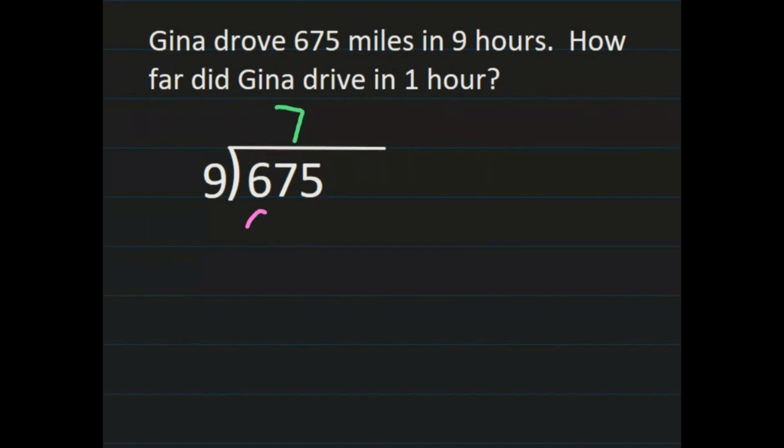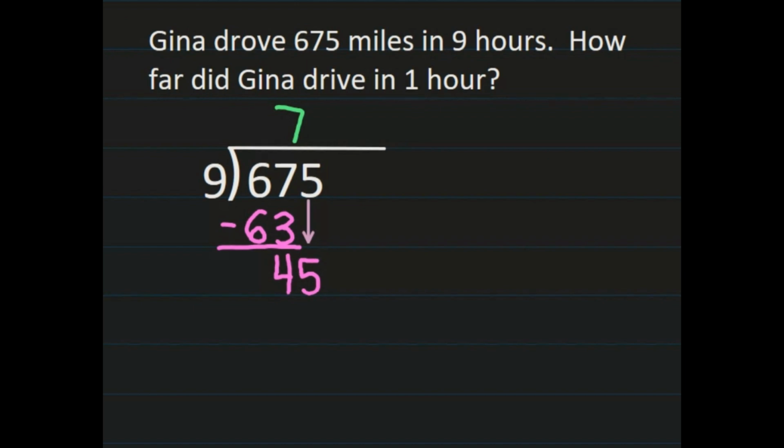7 times 9 is 63. Then we will be subtracting. 67 minus 63 is 4. And my next step is to bring down the 5. And we'll bring it straight down. So now we have 45. So we have 45 divided by 9.